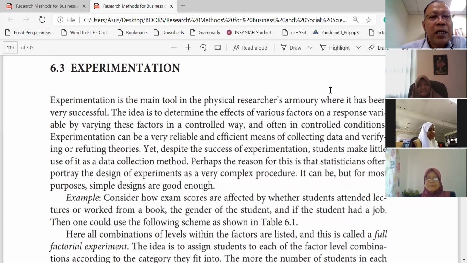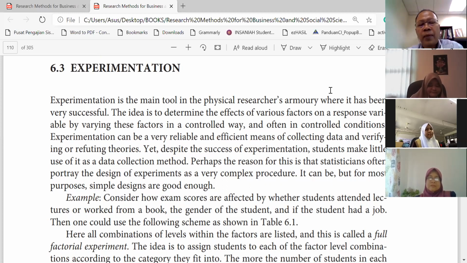Experimentation. The second type is experimentation. Experimentation is the main tool in the research where it's been very successful. The idea about experimentation is to determine the effects of factors on a response variable by varying or changing these factors in a controlled way and often in controlled conditions. So experimentation can be very reliable and efficient means of collecting data and verifying or refuting theories.